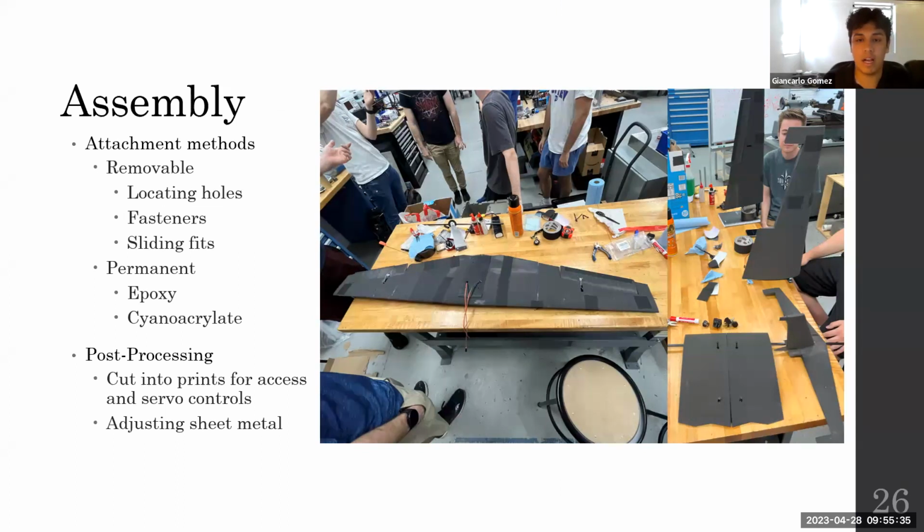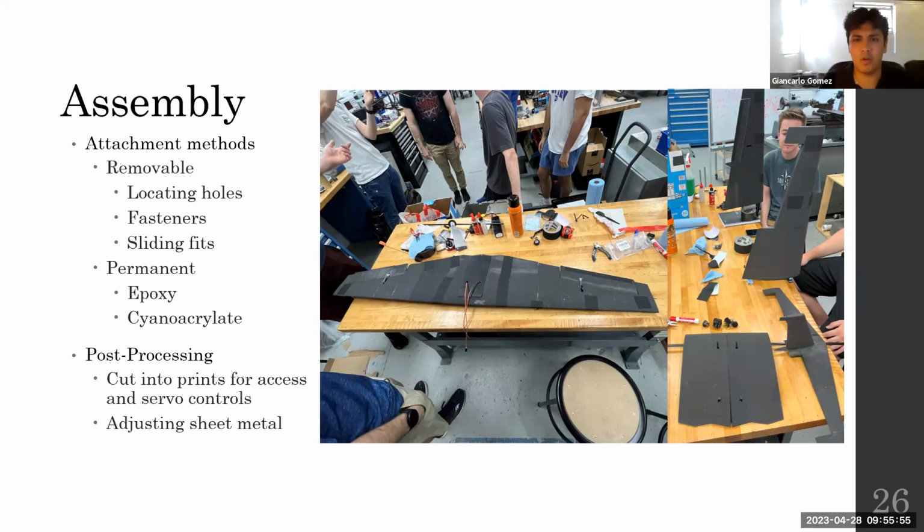Our wing was designed as a removable piece attached to the fuselage using a base plate and fasteners. However, due to the fact that the base plate was made out of lightweight PLA, the fasteners ripped right through it. So ultimately, our team had to permanently attach it to the fuselage using 5-minute epoxy.